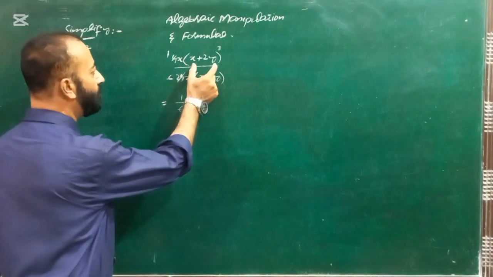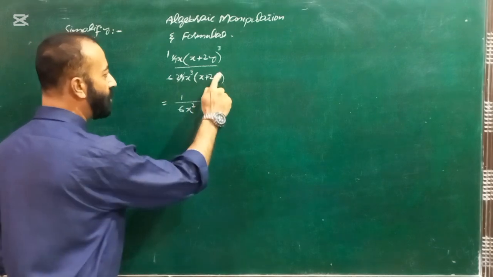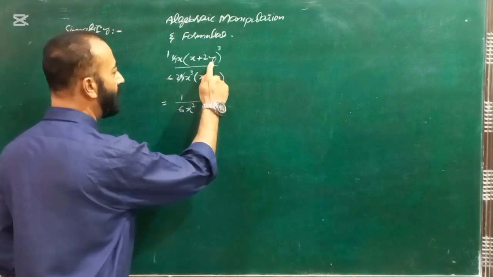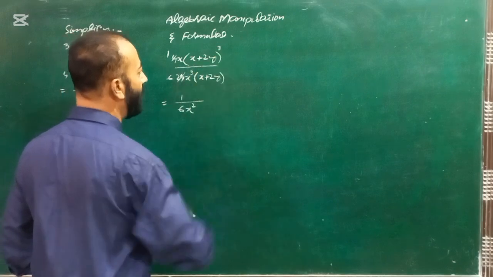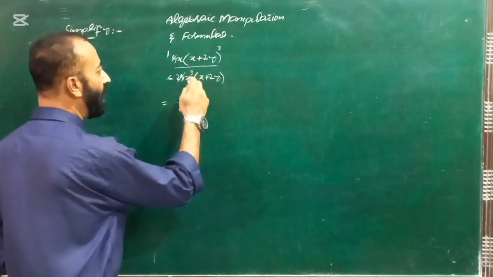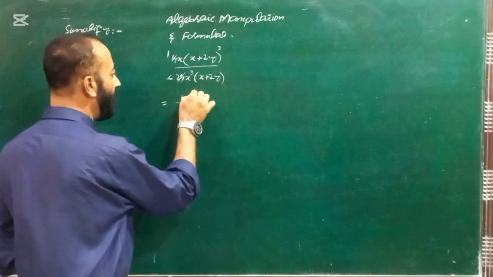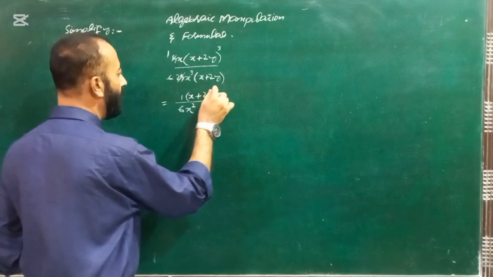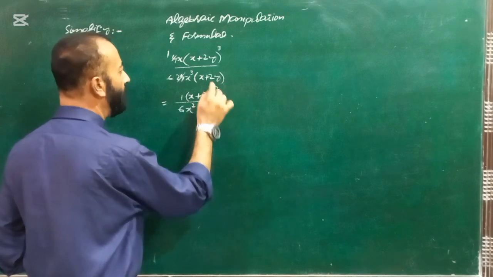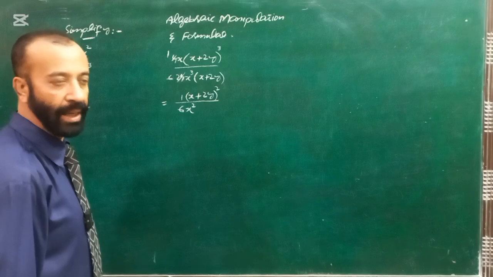And if you look at this factor, that is x plus 2y and x plus 2y. So 1 x plus 2y is given in the denominator, and 3 x plus 2y are given in the numerator. So 1 will be cancelled by 1, and 2, that is x plus 2y square, will be left in the numerator. So this is the answer.